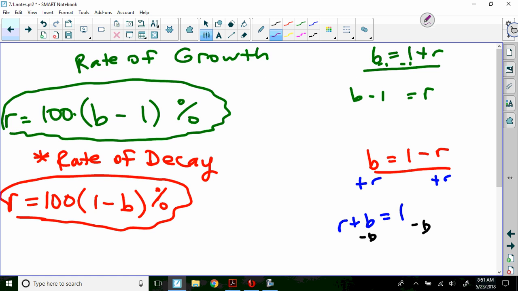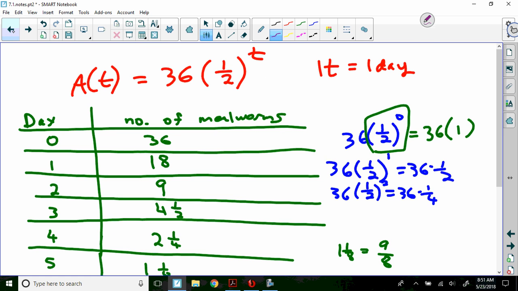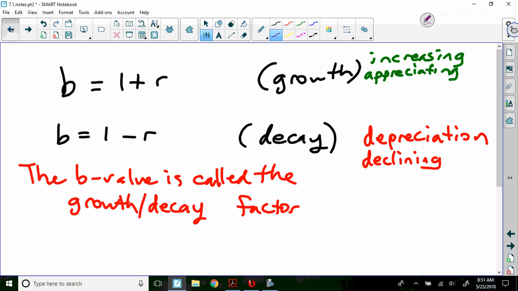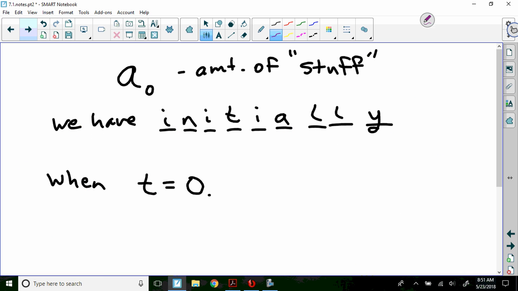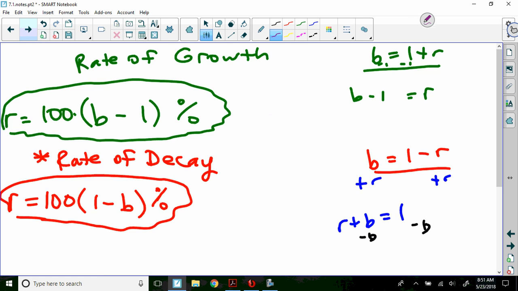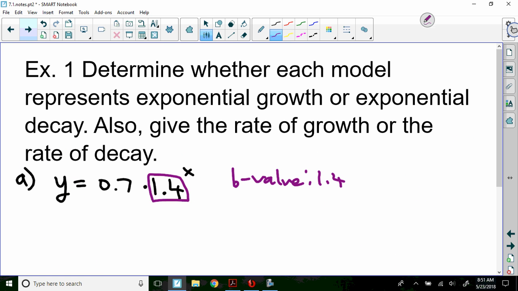So let's back that up for a minute. What did we say? We said that the function represents exponential growth whenever the b value is greater than 1. Well, there it is. So what is the answer to the first part of this question then? Is this growth or decay? Growth, good. Does everybody get that? Okay. So this represents exponential growth.